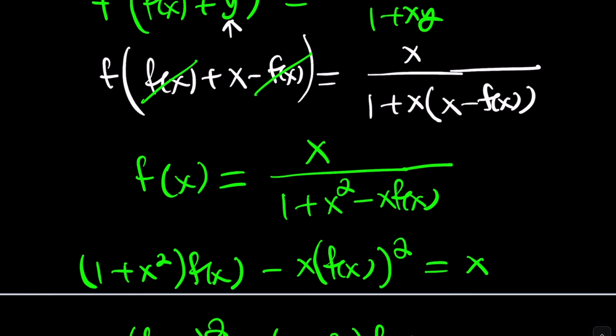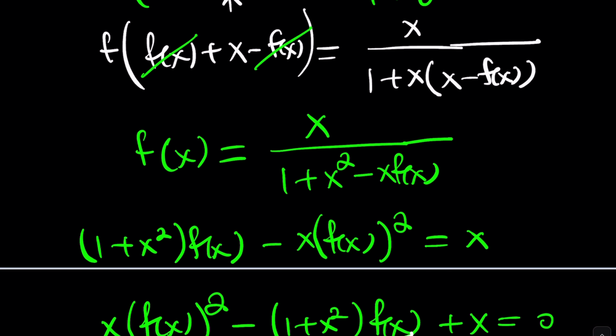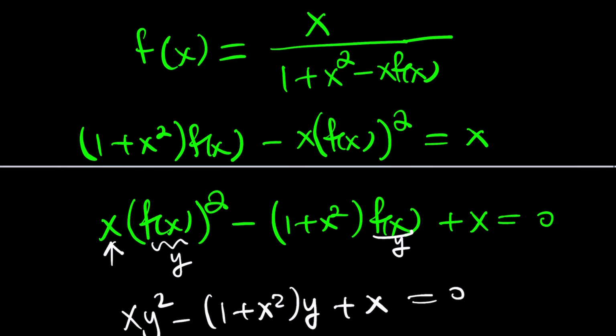f of x equals this, x divided by 1 plus x squared minus x f of x. And then we distribute. It looks good to me. I don't know. I can't tell. I have no idea. So you can hopefully tell me why I got stuck, because I'm about to go into the second method. Anyways, you see the problem-solving process.